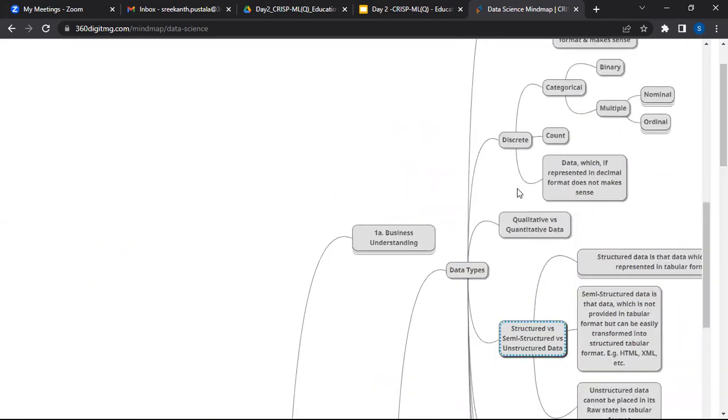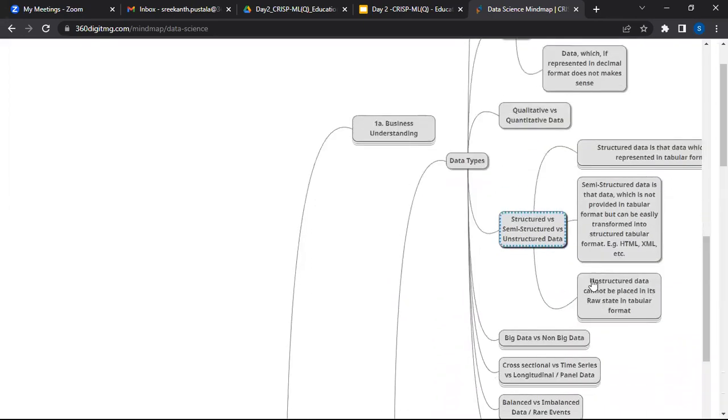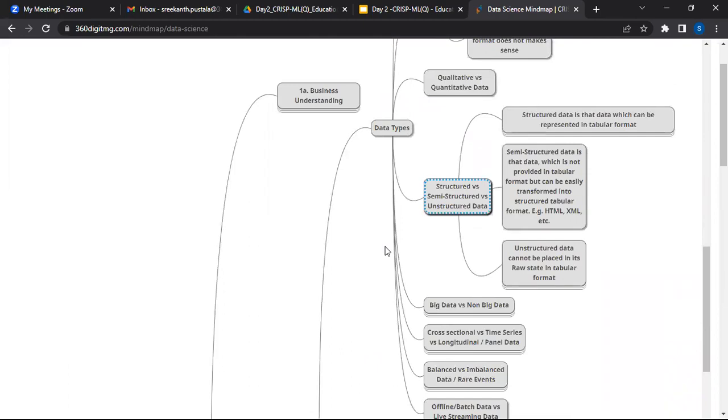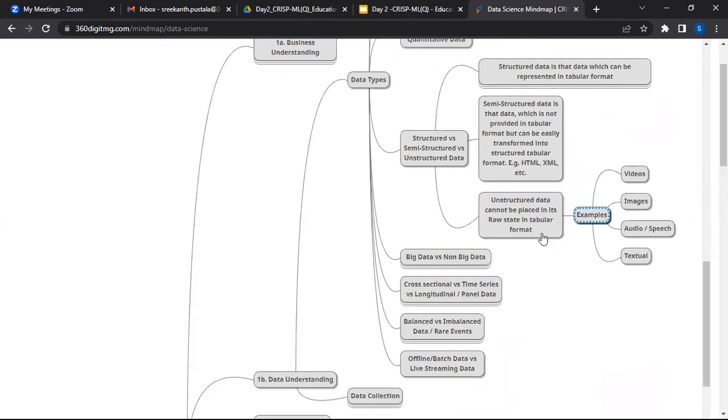So what is structured data? Structured data is that data which can be represented in tabular format. In the same way, we have unstructured data. Examples of unstructured data are videos, images, audio or speech, or textual data. So these are certain examples.